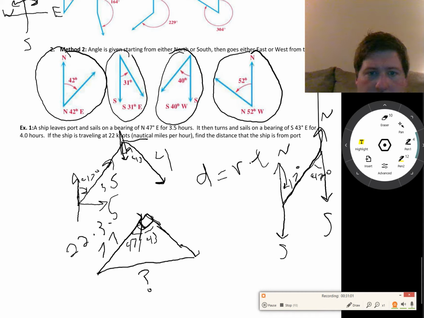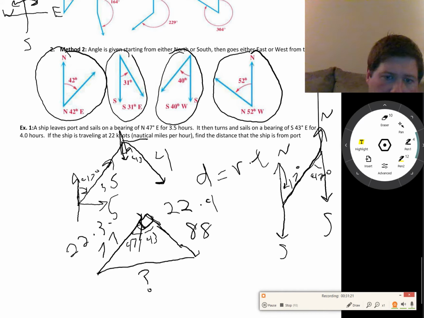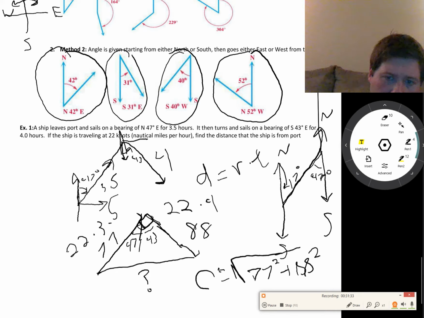Okay, the other side we were going 4 hours at 22 knots. So again, our rate is 22 times 4 hours, which is going to be 88. So now we've got the two sides of our triangle. We can find the last one. Since it's a right triangle, we can use the Pythagorean theorem, where our c is equal to the square root of a squared plus b squared. So let me punch that all in the calculator.